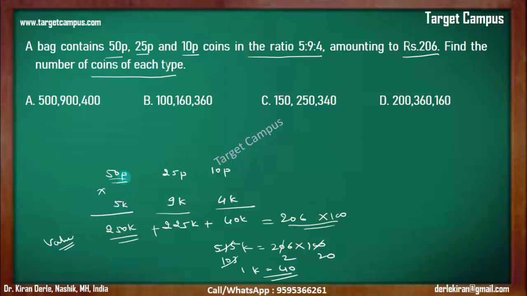K is 40. What is asked? Number of each coins. So 5 into K, 5 into 40 is 200. 200 is the number of 50 paise coins, right? So you can calculate this. 9 into 40 is 360 and so on, right? So hope you are getting this point, right? These are most frequently asked questions. So try to understand this. Have practice questions, right? We'll have more practice questions in more videos.